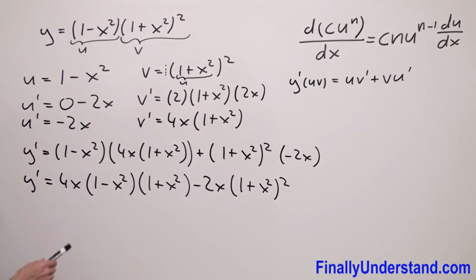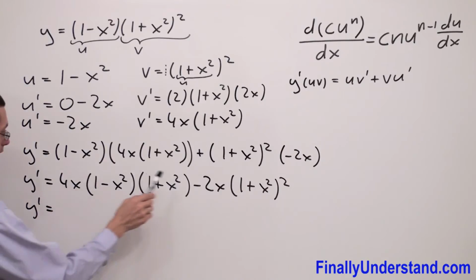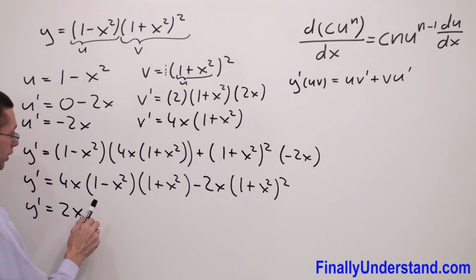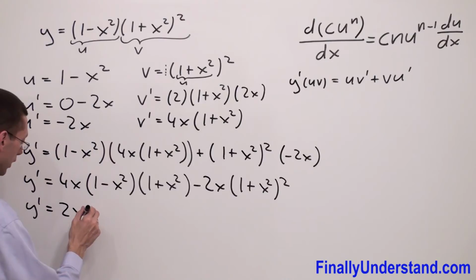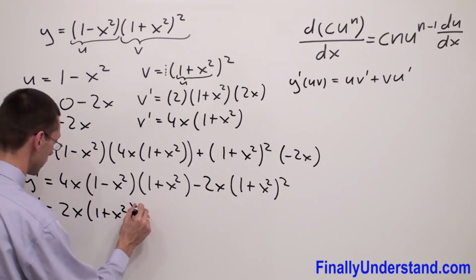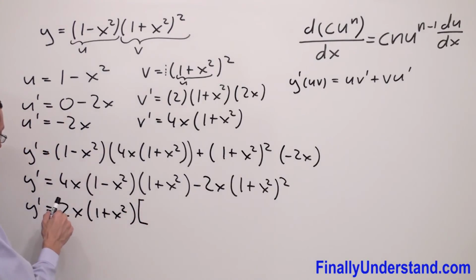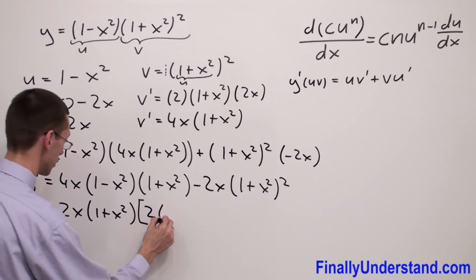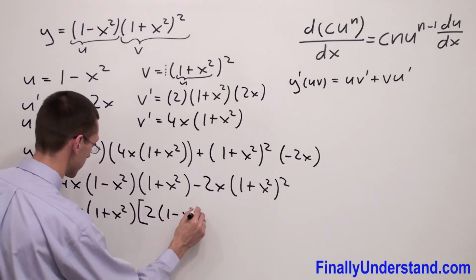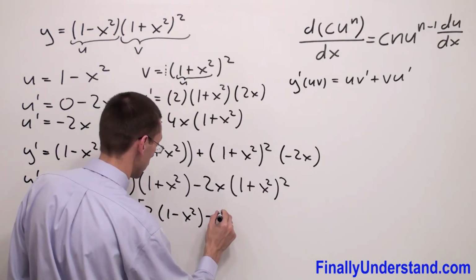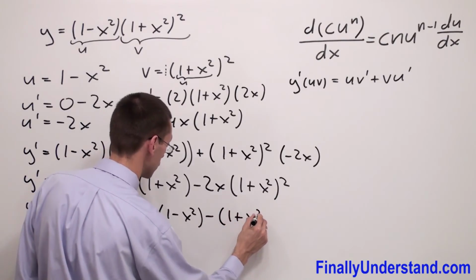Next, we can do some factorization. So I have y prime is equal, I have 4x and I have 2x. I can factorize 2x, and I can factorize 1 plus x squared. So I have 1 plus x squared. Okay, and I'm going to have inside of the brackets 2 times 1 minus x to the second power minus 1 plus x squared.